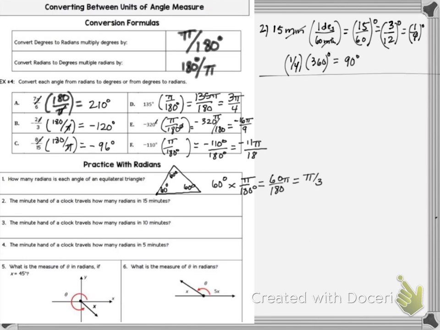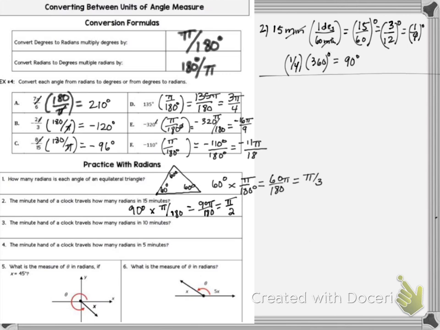So that answer is going to be 90 degrees, but it wants the radian measure of 90 degrees. Well, if I take 90 and multiply by pi over 180, I'm going to get 90 pi over 180, which is just pi over 2 if I reduce that.